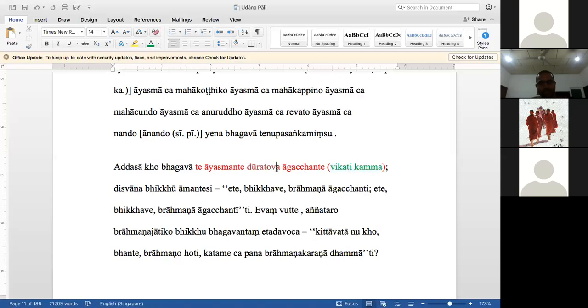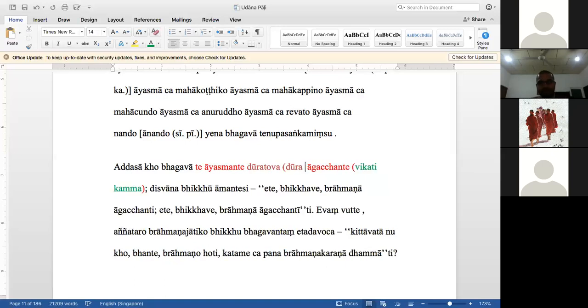So this Duratova is divided: Dura plus To plus Eva. Dura is a noun, far, To. So if we take that these venerables were coming from far away, this is ablative. They were coming from a far away distance. But the translation goes, the Buddha saw them while they were far away, before they came close.